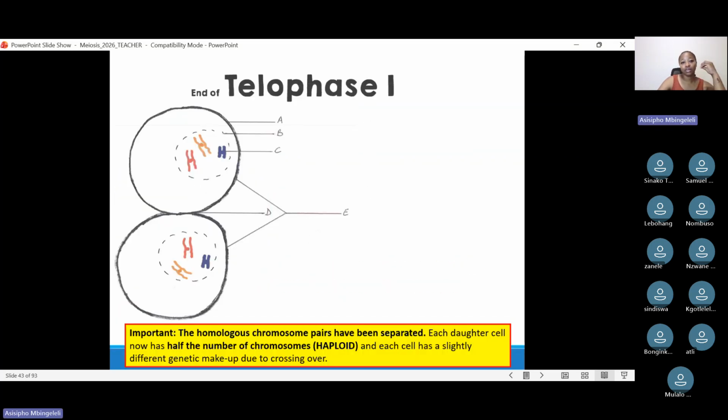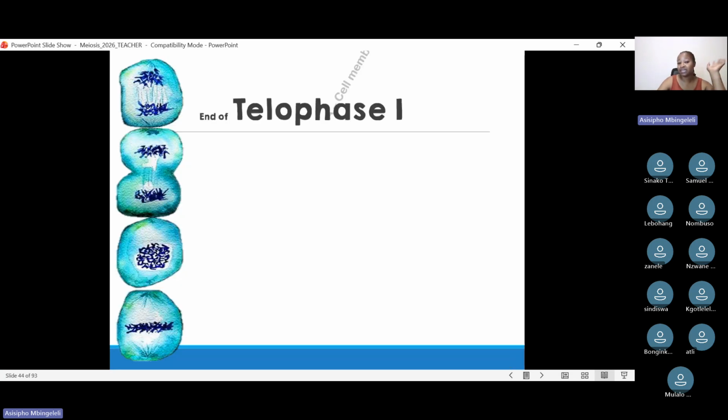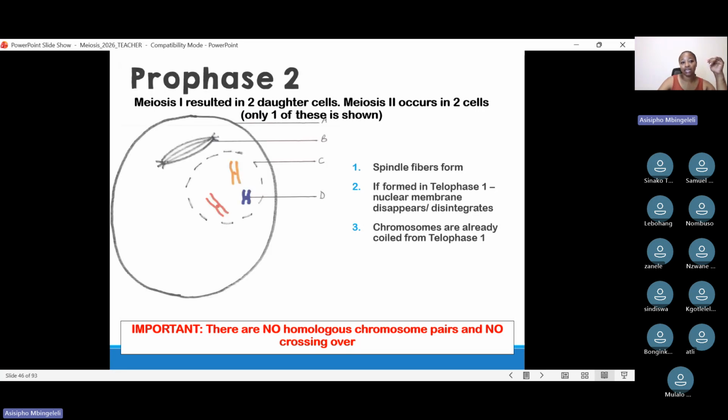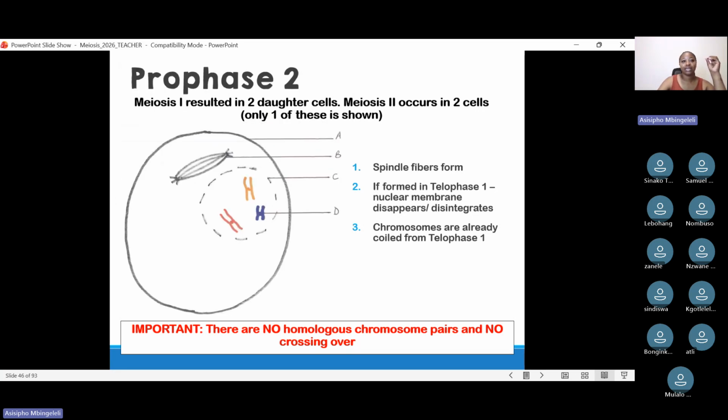Now, that's not the end. Now, the cells, both of them, are going to undergo meiotic division 2. Remember, this is still a recap, guys, so don't mind my slides moving very fast. That is still a recap of what we've covered. Then in prophase 2, those 2 cells are going to continue. Same thing that we spoke about. Nuclear membrane disappears, nucleolus disappears, spindle fibers start to form.